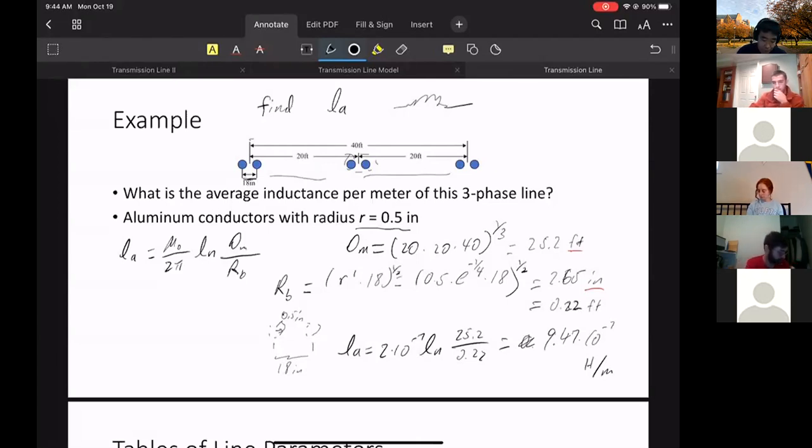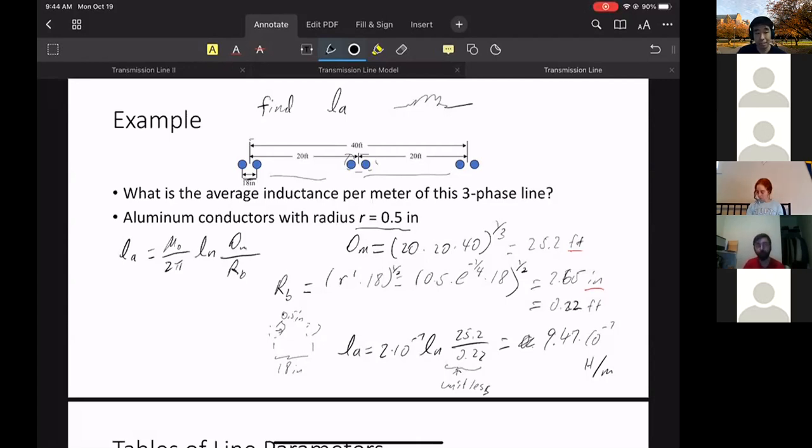The reason is the thing inside the log, this whole thing, is unitless, because the units divide out. So when we do this division, the units actually cancel. We're taking a log of a unitless quantity, which makes sense. So what controls the unit? Mu naught actually controls the unit of this whole thing.